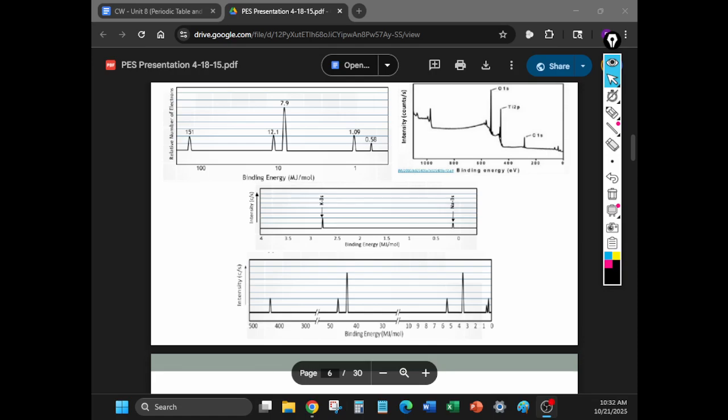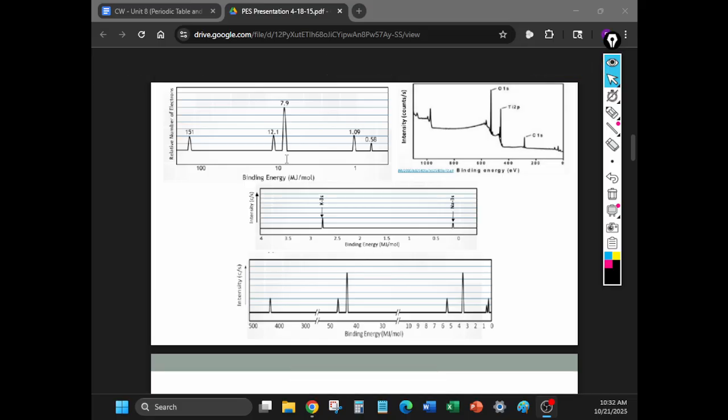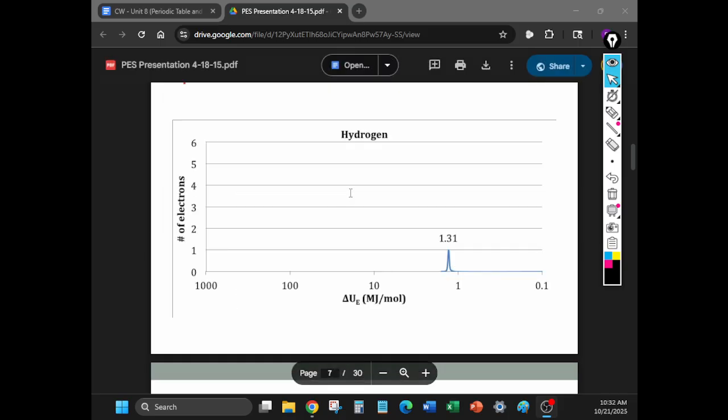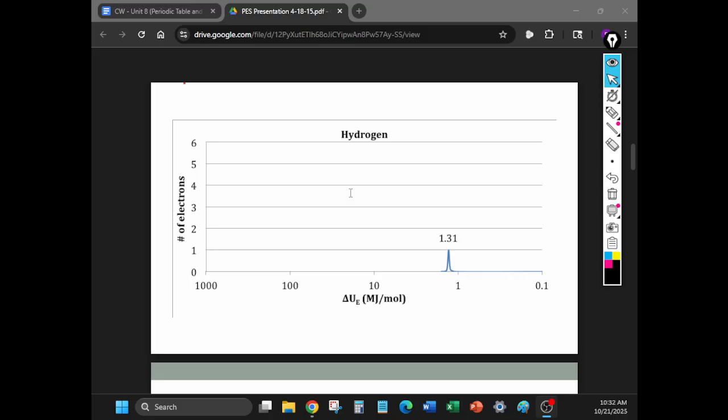So simply put, PES gives you these peaks, right? And these peaks tell you how many shells, how many subshells, and how many electrons are within those subshells. So that's what we're going to be reviewing, and then we'll do some problems. I think it's easiest to go with just the elements. So let's start with hydrogen.